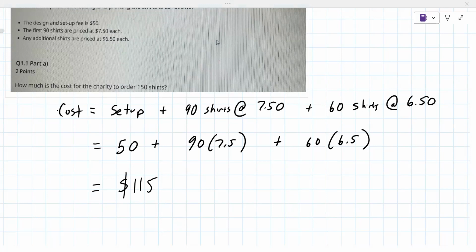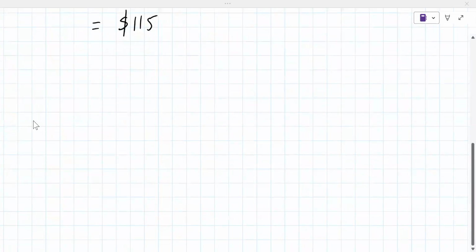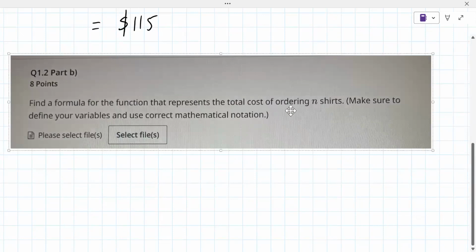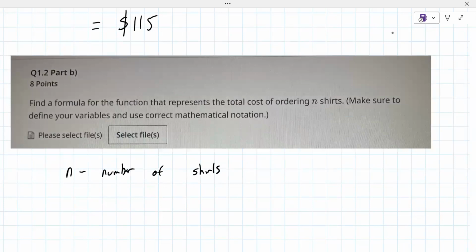All right, so part B is a little bit more involved. Part B says find a formula for the function that represents the total cost of ordering N shirts. Make sure to define your variables and use mathematical notation. All right, so we know that N is the number of shirts, and I guess we'll use C of N to represent the total cost, like that.